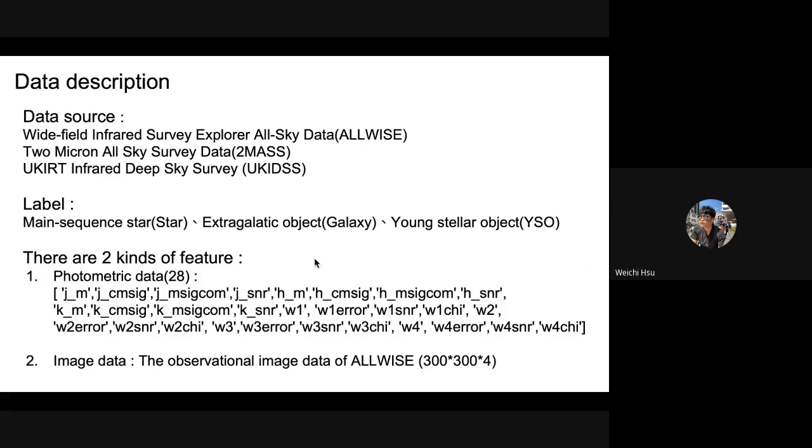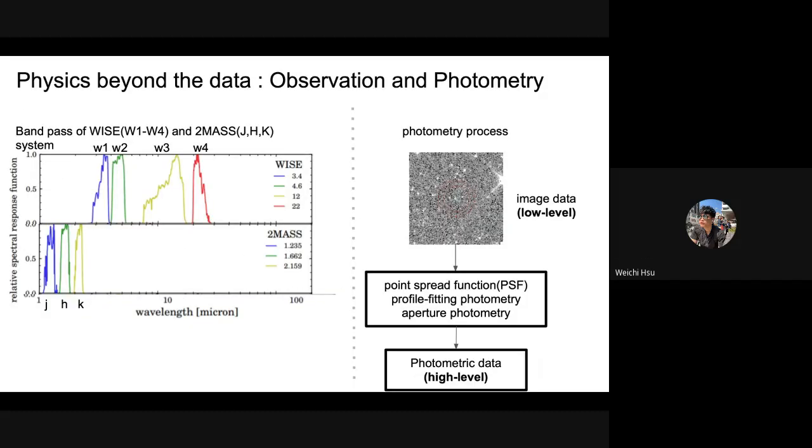And we have 2 kinds of feature. The first kind is photometric data. We have 28 features. And the second kind is the image data, the original image data. So for the original image data, we have 4 band wavelengths, and for each image, we have 300 pixel by 300 pixel. Okay, next. So for the observation and photometry, first we have 2 systems of waveband.